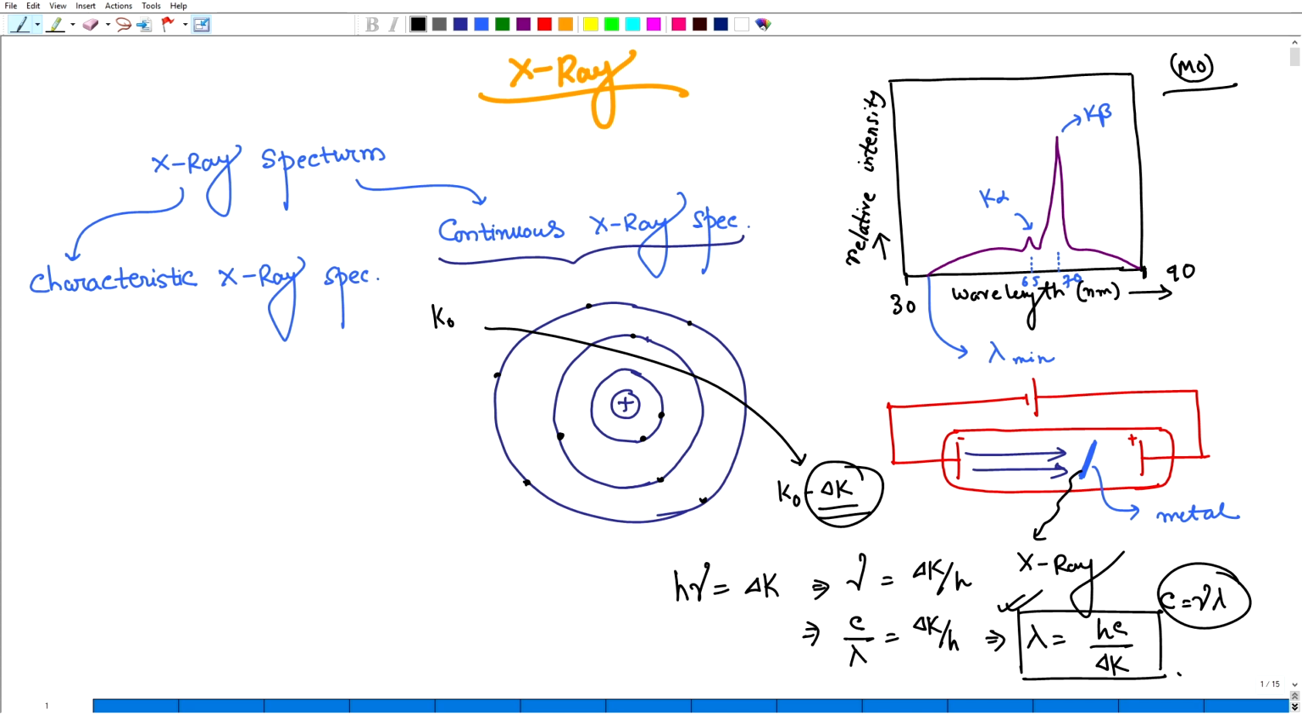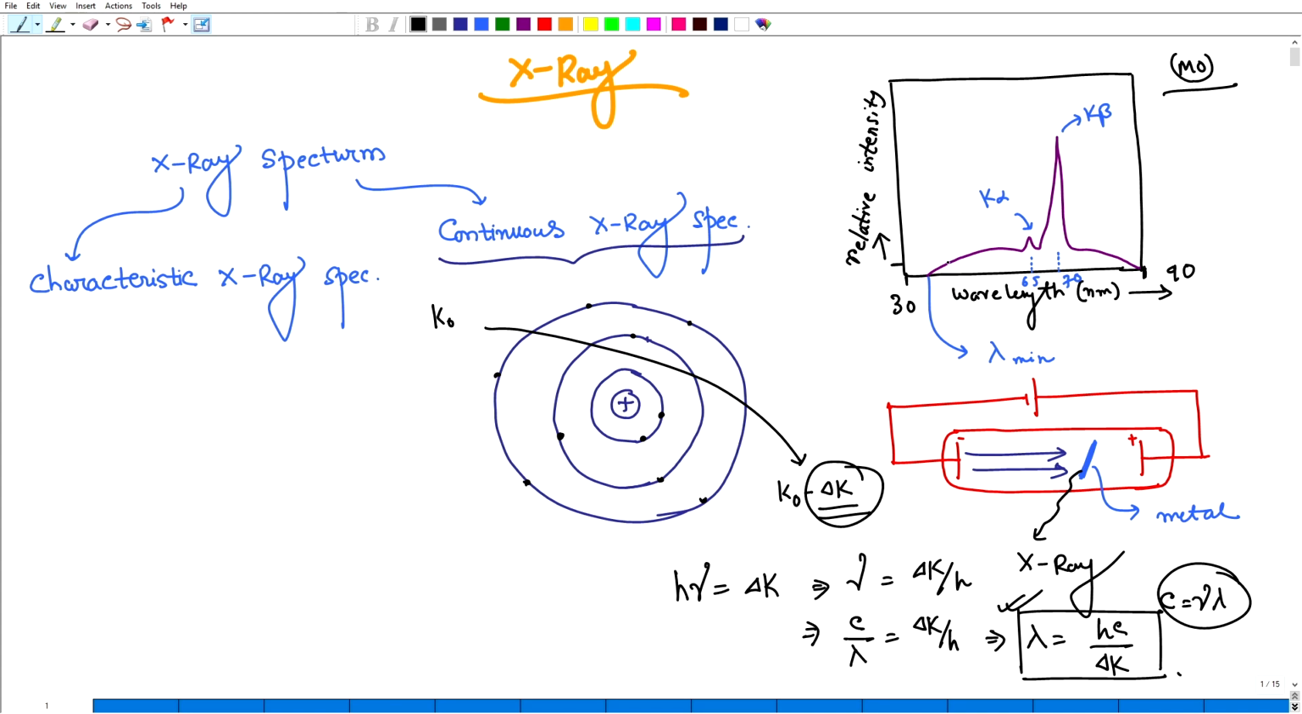Now let's say there is not only one collision. This electron, with the energy k naught minus delta k, will collide again because there are lots of atoms on the surface of the metal. So there will be successive collisions, and each time delta k will not be the same. Obviously there are various values of delta k, so there will be various values of lambda. So we can say each lambda will be observed. That's why the spectrum will be continuous. Continuous means there will be each lambda. Obviously the intensity would not be the same.